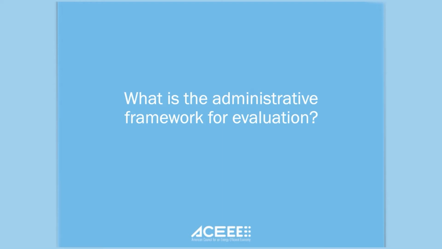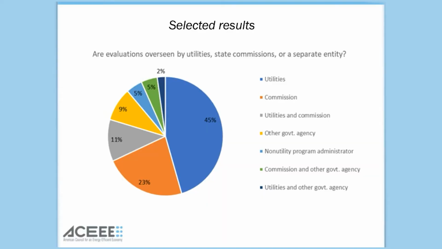So first, administrative framework for evaluation. Here's the question: are evaluations overseen by utilities, state commissions, or a separate entity? And you see that close to half are utilities. That means that the utilities are contracting and otherwise overseeing the evaluations. The commissions are maybe a quarter there, and then there's scattering across some other categories. So that's how they're structured at the broadest level.